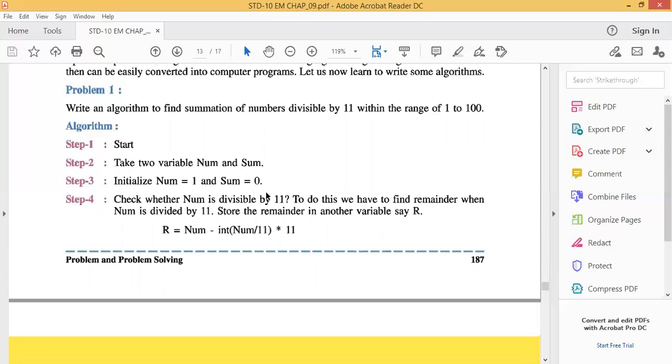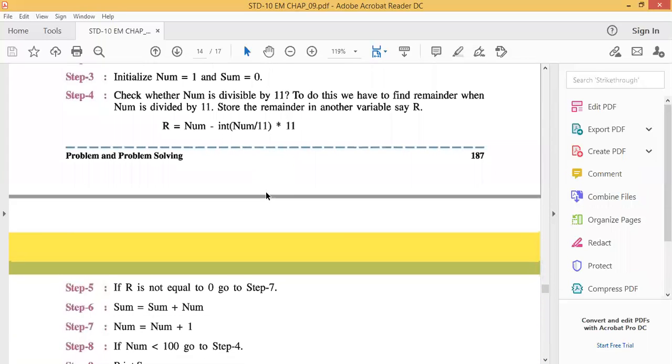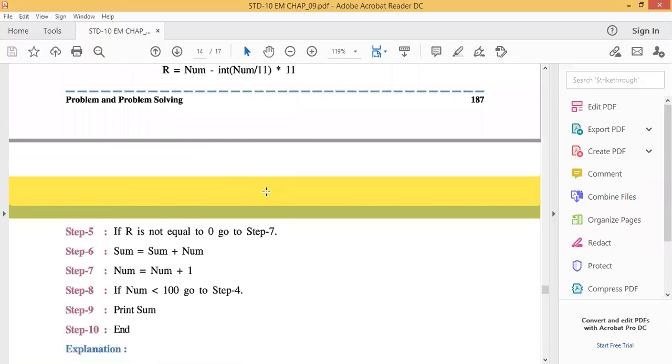To do this, we have to find a remainder. When num is divided by 11, store the remainder in another variable, say r. r equal to num minus integer of num divided by 11, into 11. So this type of steps we can write in simple English language.